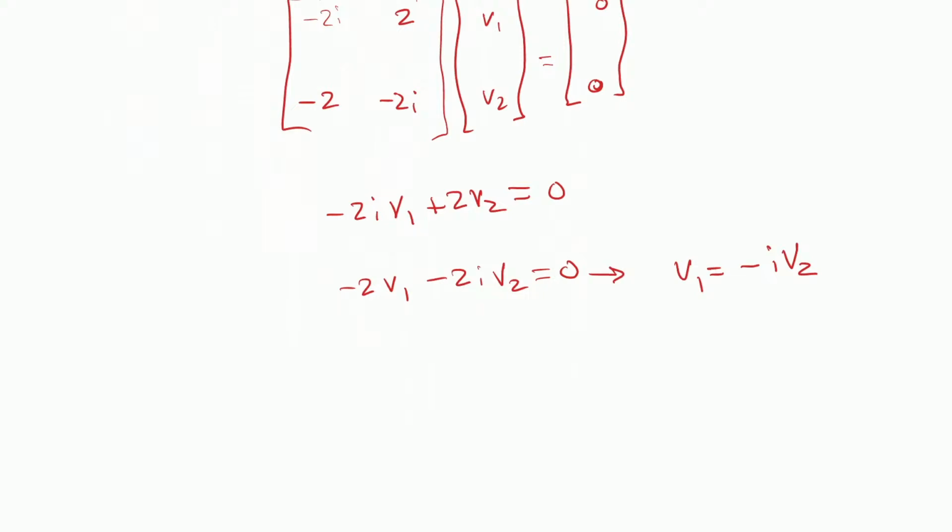Now that we've got that, you can pick a number for v1 or v2. So let's choose v2 is equal to i, which I realize is an imaginary number, but if we do that, then v1 is going to be negative i times i, which is negative i squared. And just remember that i squared is negative 1. So v1 is positive 1. So this vector looks like this.